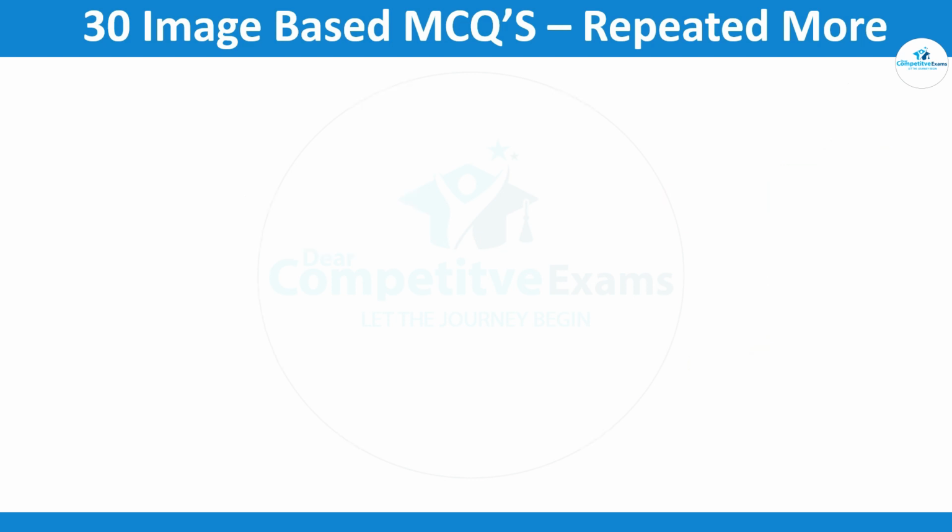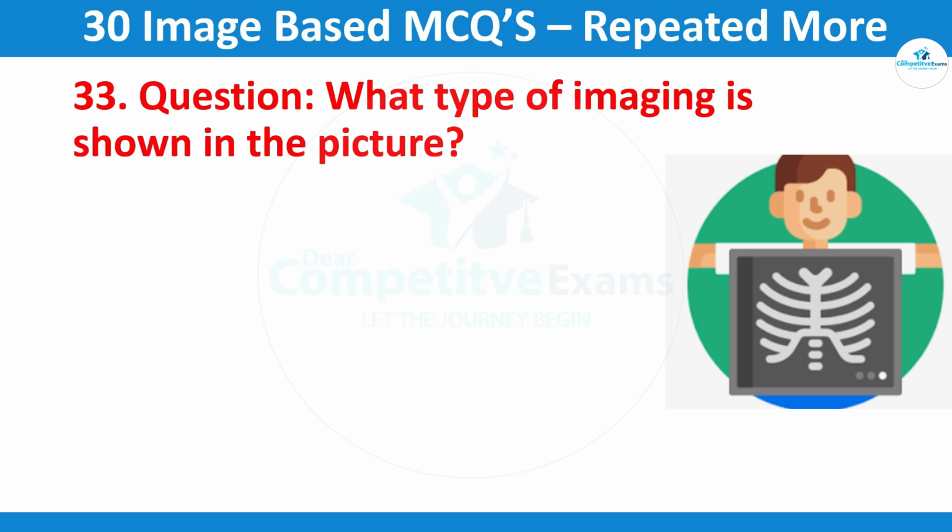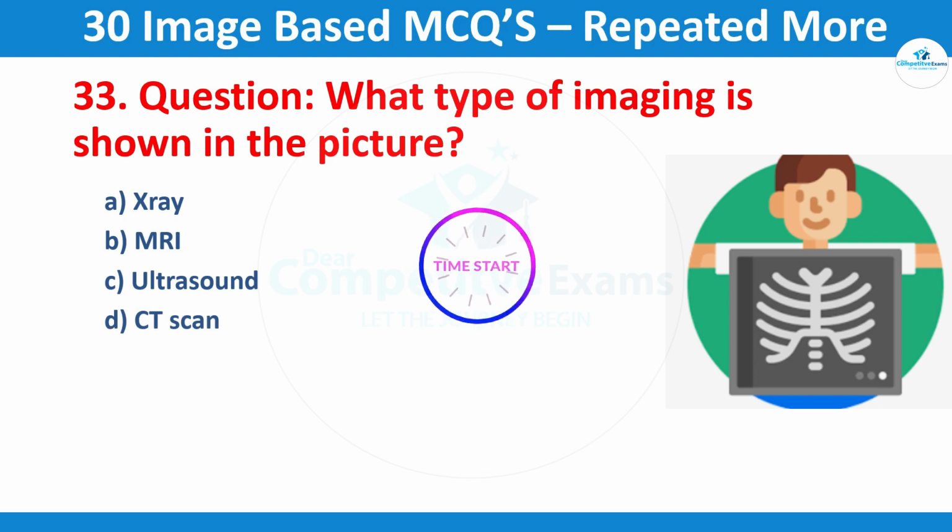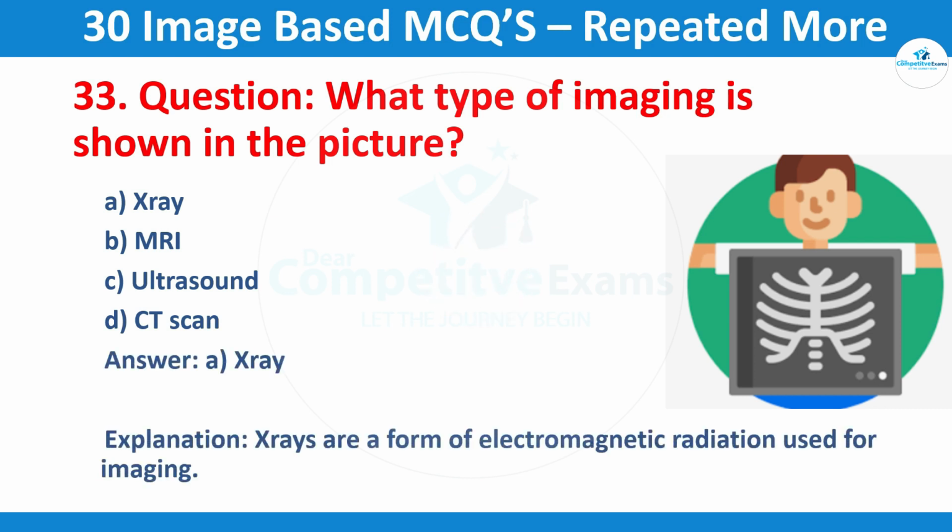Question number 33. What type of imaging is shown in the picture? Options: X-ray, MRI, ultrasound, CT scan. The right answer: X-ray. X-rays are a form of electromagnetic radiation used for imaging.